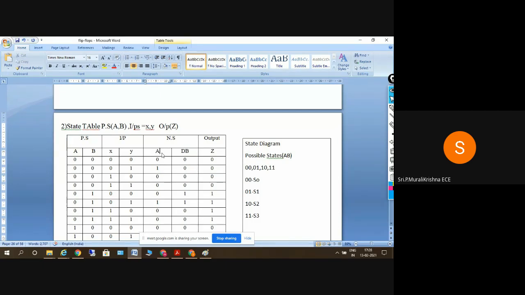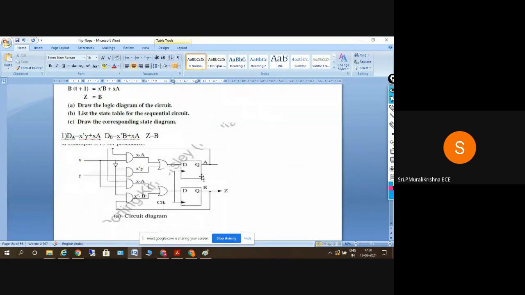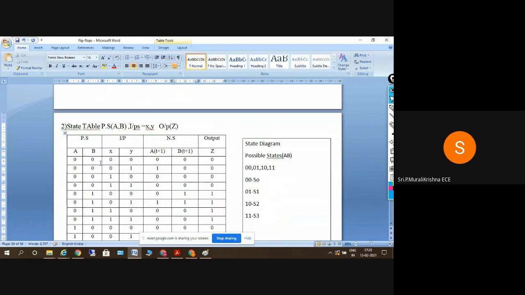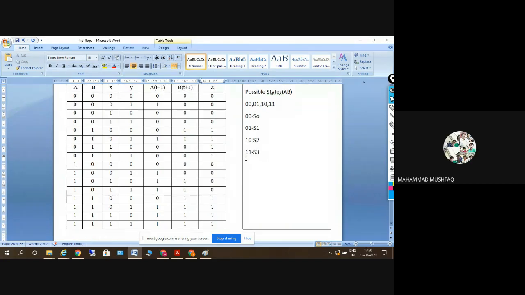So we have the equations of A of t plus 1, and we have B of t plus 1. If I substitute these values in these equations, I'll get these values, and Z is nothing but B. What are the values of B here? Those values are copied to Z also. Any doubts in this? And next, we have to draw the state diagram here.